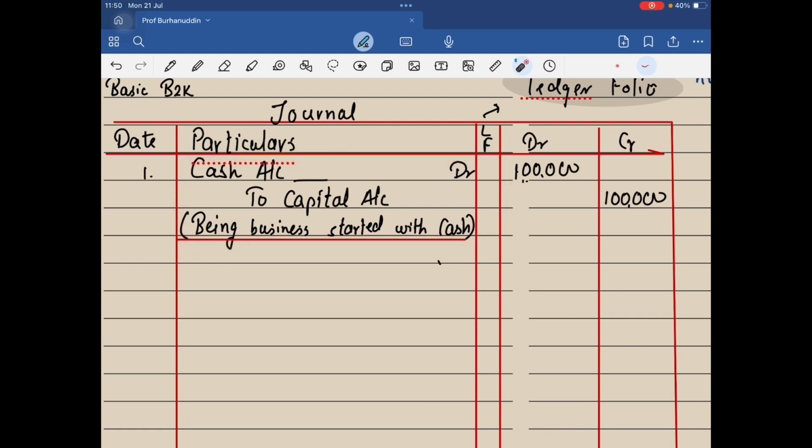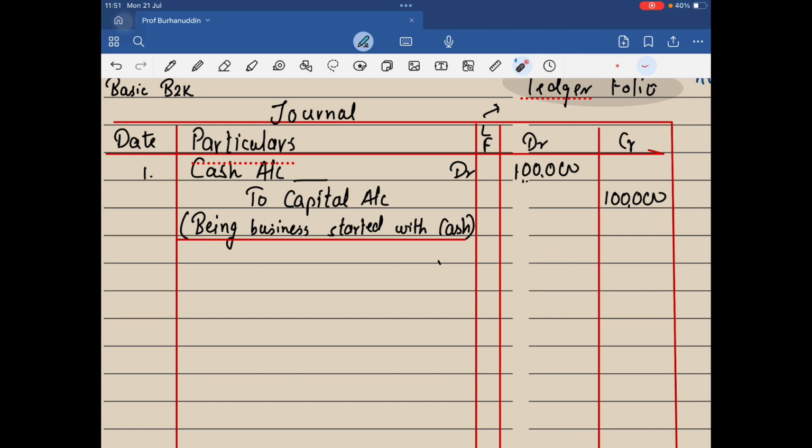So here, these three things constitute a journal entry, beta. What are the three things in this? We have one debit, we have one credit, and we have the narration. This is called the narration. Now the question arises that all my narration starts with being. Yes, it does. All narration starts with being.